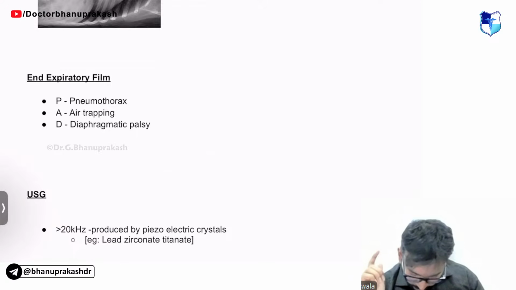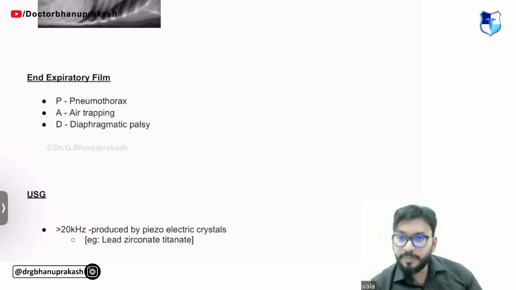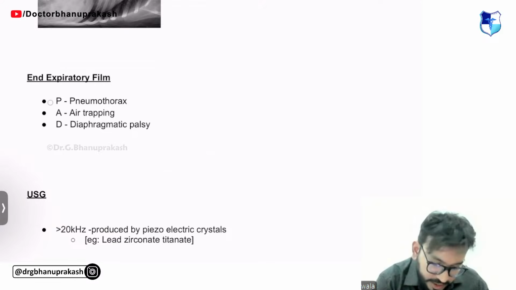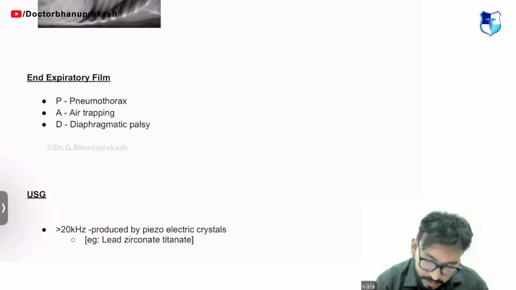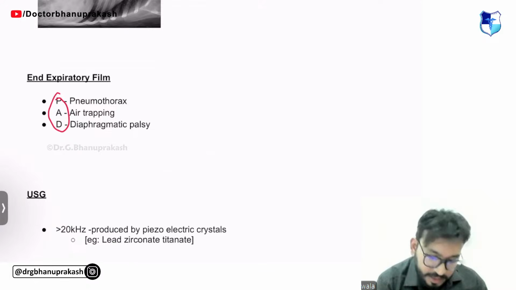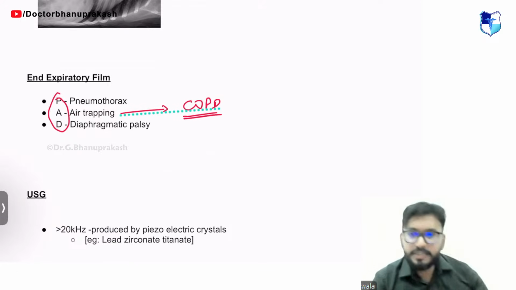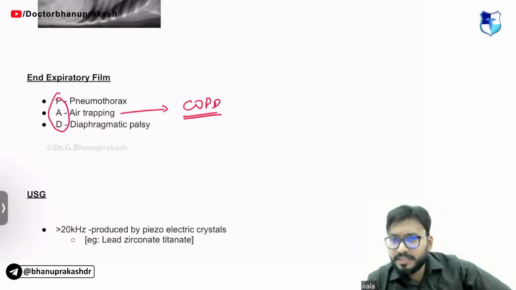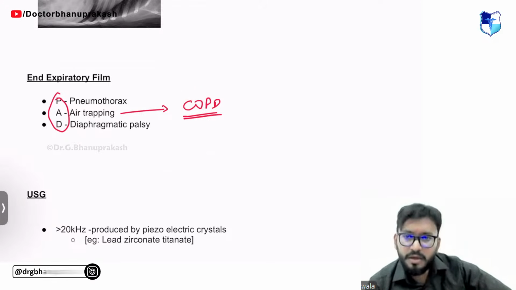So end expiratory film is done in these three conditions, guys. Pneumothorax, air trapping, and diaphragmatic palsy. Remember, air trapping is very commonly seen in a condition known as COPD, guys. COPD, chronic obstructive pulmonary disease, obstructive airway disease, air trapping is very common.